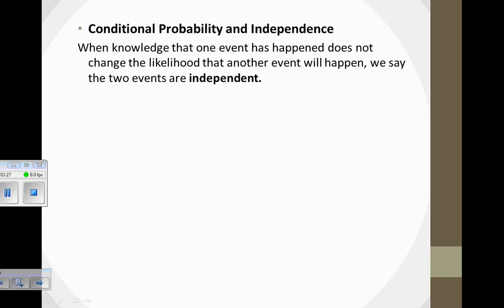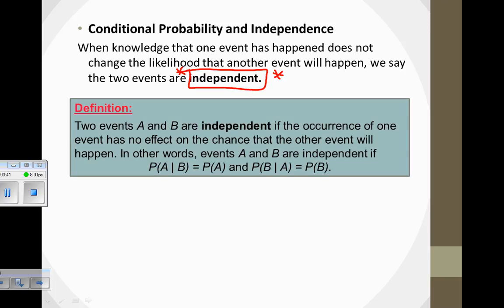All right. When knowledge that one event has happened does not change the likelihood that another event will happen, we say that these events are independent. So independent events means that if I say B has already occurred, what's the probability of A? Well, it's just the probability of A, because B played no role in it. And the probability of B occurring, given that A has already occurred, that's just the probability of B, because A has no role, just like B had no role. That's only if they're independent. If they're not independent, then you won't get out the probability of A here or the probability of B there. You get out something else.